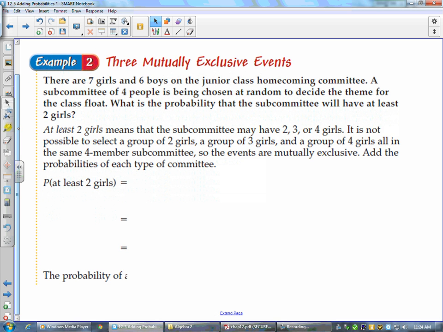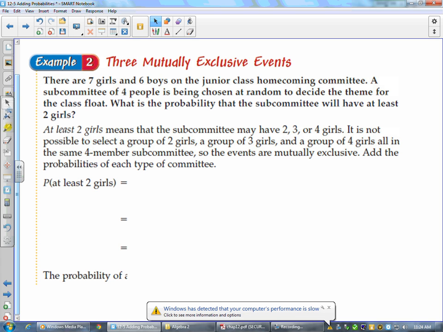So here's a little complicated example. There's 7 girls and 6 boys on the junior class homecoming committee. A subcommittee of 4 people is being chosen at random to decide the theme for the class float. What is the probability that the subcommittee will have at least 2 girls? So at least 2 girls means that the subcommittee may have 2, 3, or 4 girls. And it's not possible to select a group of 2 girls, a group of 3 girls, and a group of 4 girls all in the same 4-member committee.